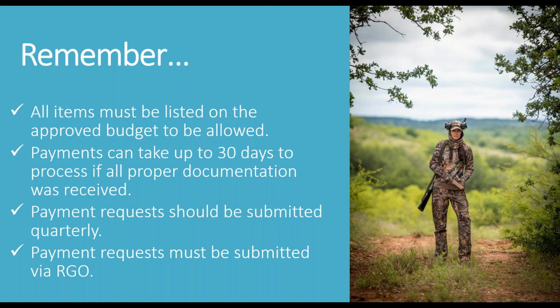A few things to remember. As a reminder, all items must be listed on the approved budget to be allowed for grant payment. If the item is listed on the budget but has $0 listed in the TPWD approved column, this means the item was disallowed or it's not part of the approved budget. So always make sure there's a dollar amount listed there.